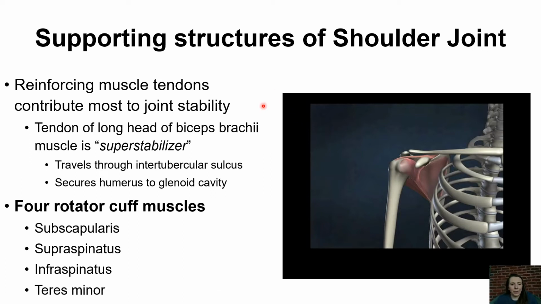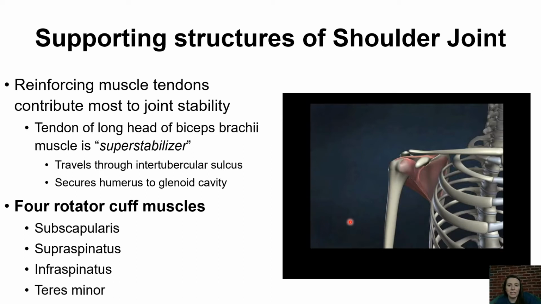So some more supporting structures of the shoulder, in addition to having these ligaments, we also have some muscle tendons that help to contribute to joint stability. So the tendon of the long head of the biceps brachii muscle is what's considered our super stabilizer. It travels through the intertubercular sulcus and secures the humerus to the glenoid cavity.